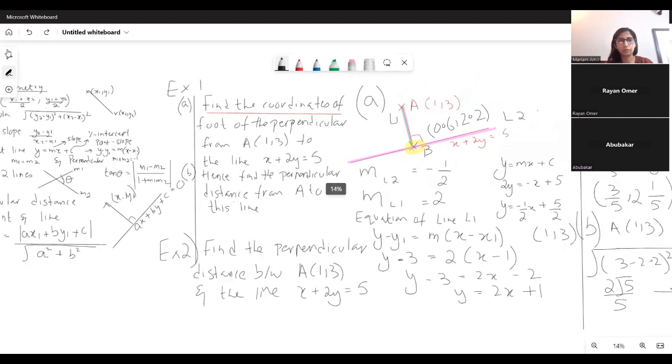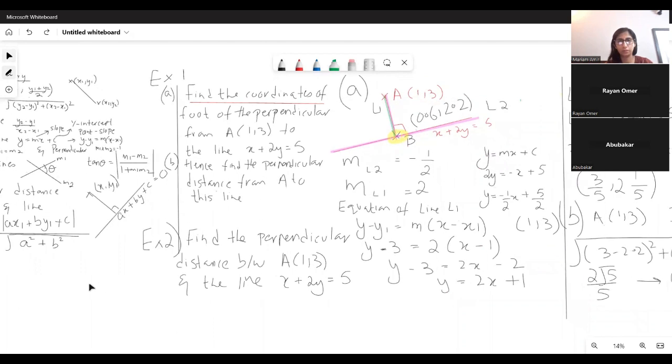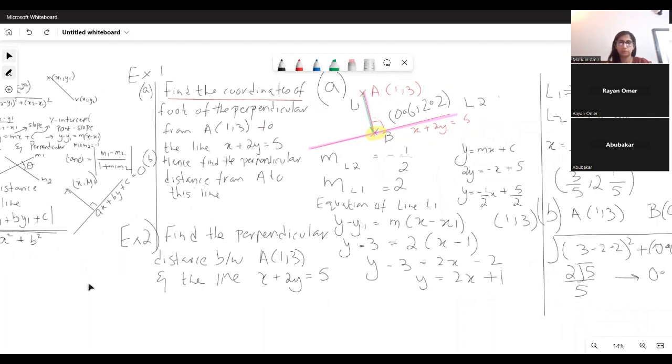What is the difference between these two questions, example 1 and example 2? Miss, example 1 is asking for coordinates, whereas example 2 is asking for the perpendicular distance. Example 1 had two parts. In the first part, it was asking you to find the coordinates of B, the foot of perpendicular. And then it was saying hence, meaning you had to use the coordinates of B to find the perpendicular distance between A and B.